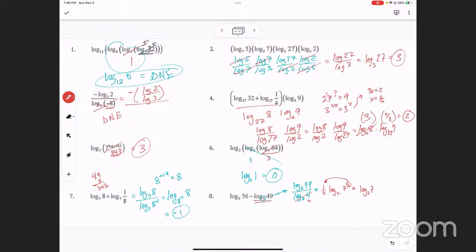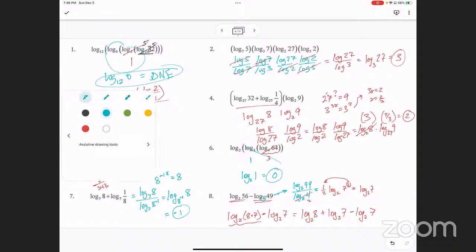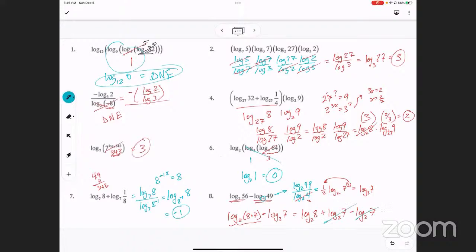So this whole thing is log base 2 of 8 times 7 minus log base 2 of 7. And how could I expand this out? Log base 2 of 8 plus log base 2 of 7 minus log base 2 of 7. So the answer is just log base 2 of 8, which is 3. Perfect. Good job.